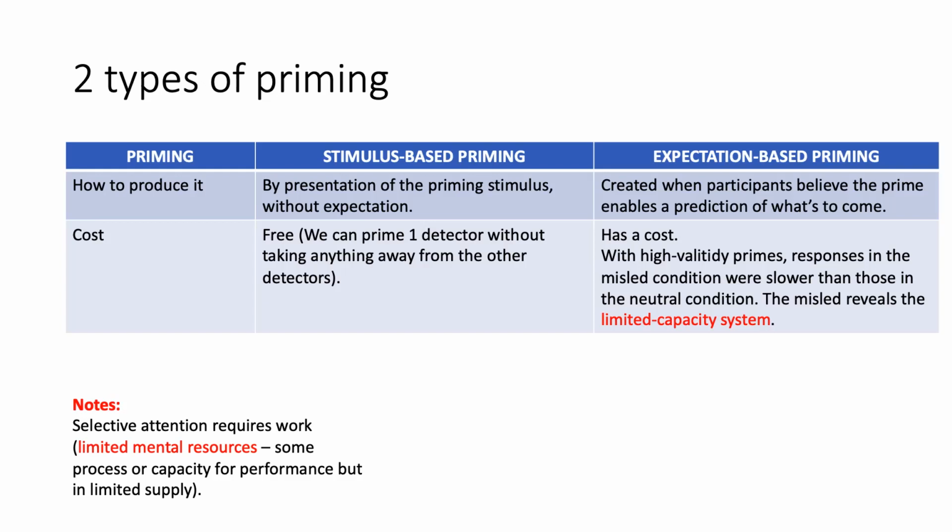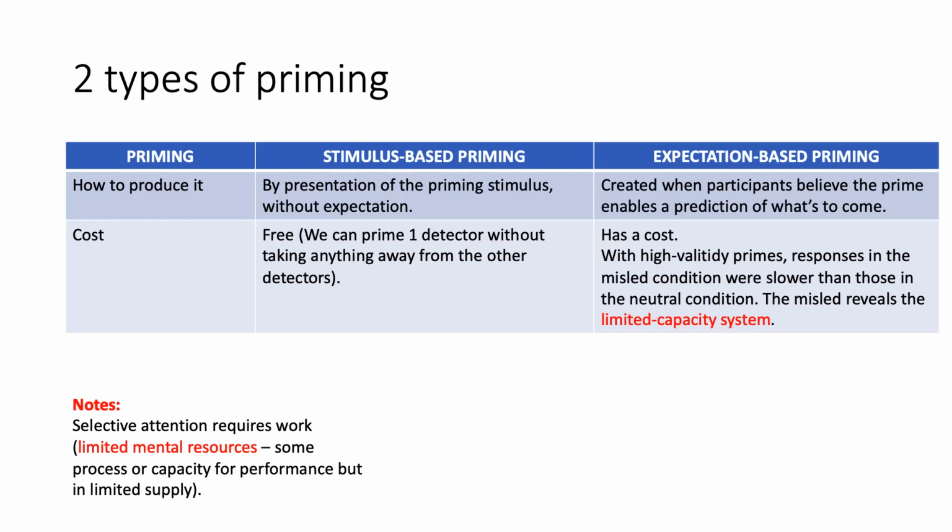In other words, expectation-based priming has an expectation. How about the cost? The stimulus-based priming is free. We can prime one detector without taking anything away from the other detectors. Expectation-based priming has a cost.